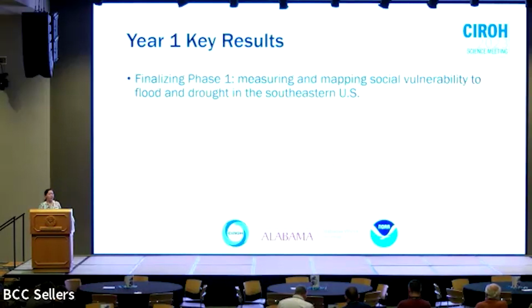And key results, so we are finalizing phase 1, and phase 1 is to measure and map social vulnerability to flood and drought. Our effort is mostly based on aggregating data provided by the U.S. Census focused on the Southeast US.